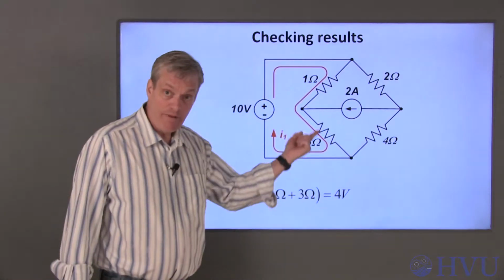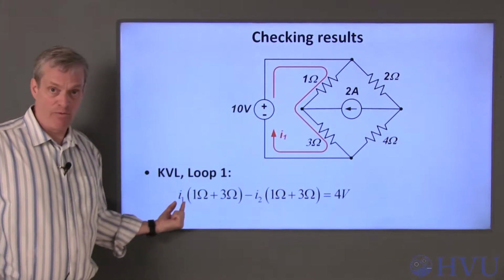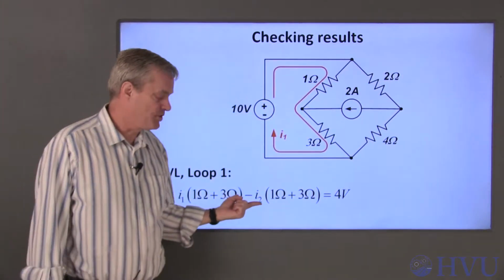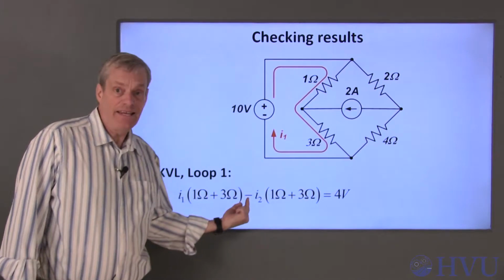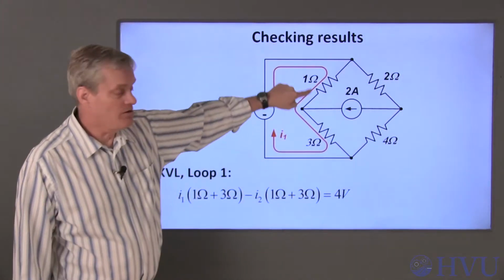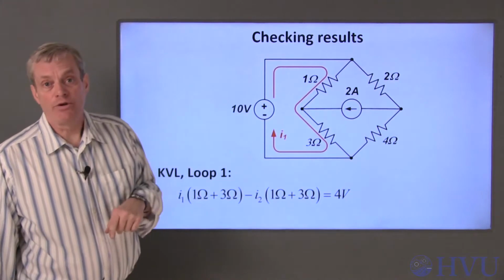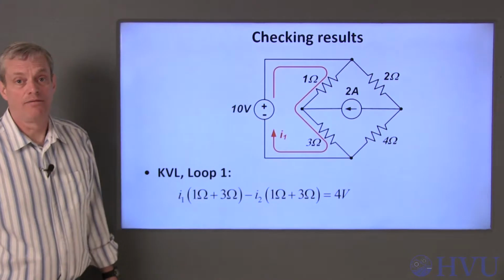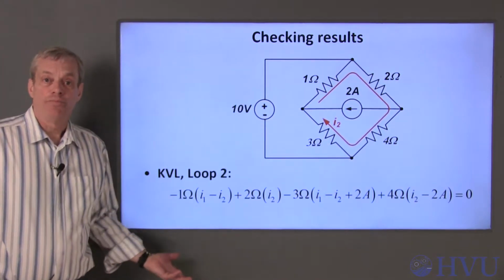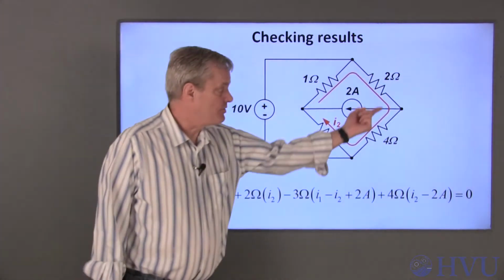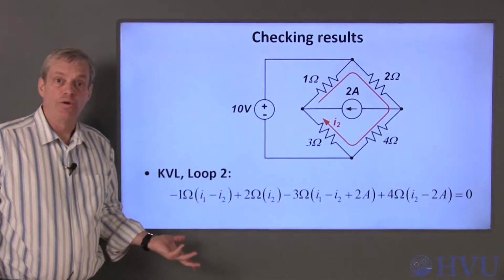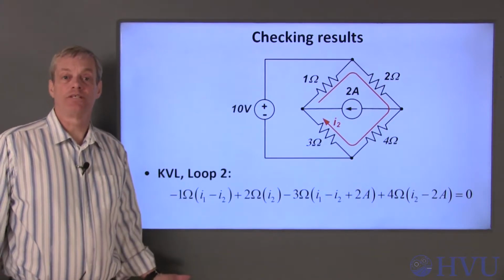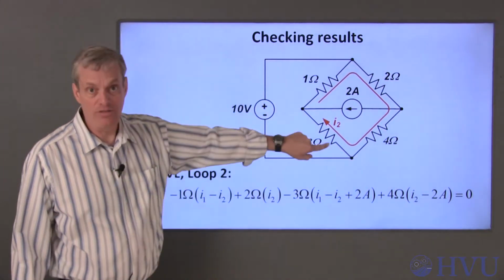So for the I1 mesh loop, the terms multiplying I1 are the sum of the resistances through which I1 passes. The terms multiplying I2 will be the negative of the sum of the resistances shared by I1 and I2. As with nodal analysis, this check doesn't tell us anything about whether the constant terms are correct or not. Likewise, in the equation for loop I2, the terms multiplying I2 are the sum of the resistances through which I2 passes. The terms multiplying I1 are the negative of the resistances through which both I1 and I2 pass.